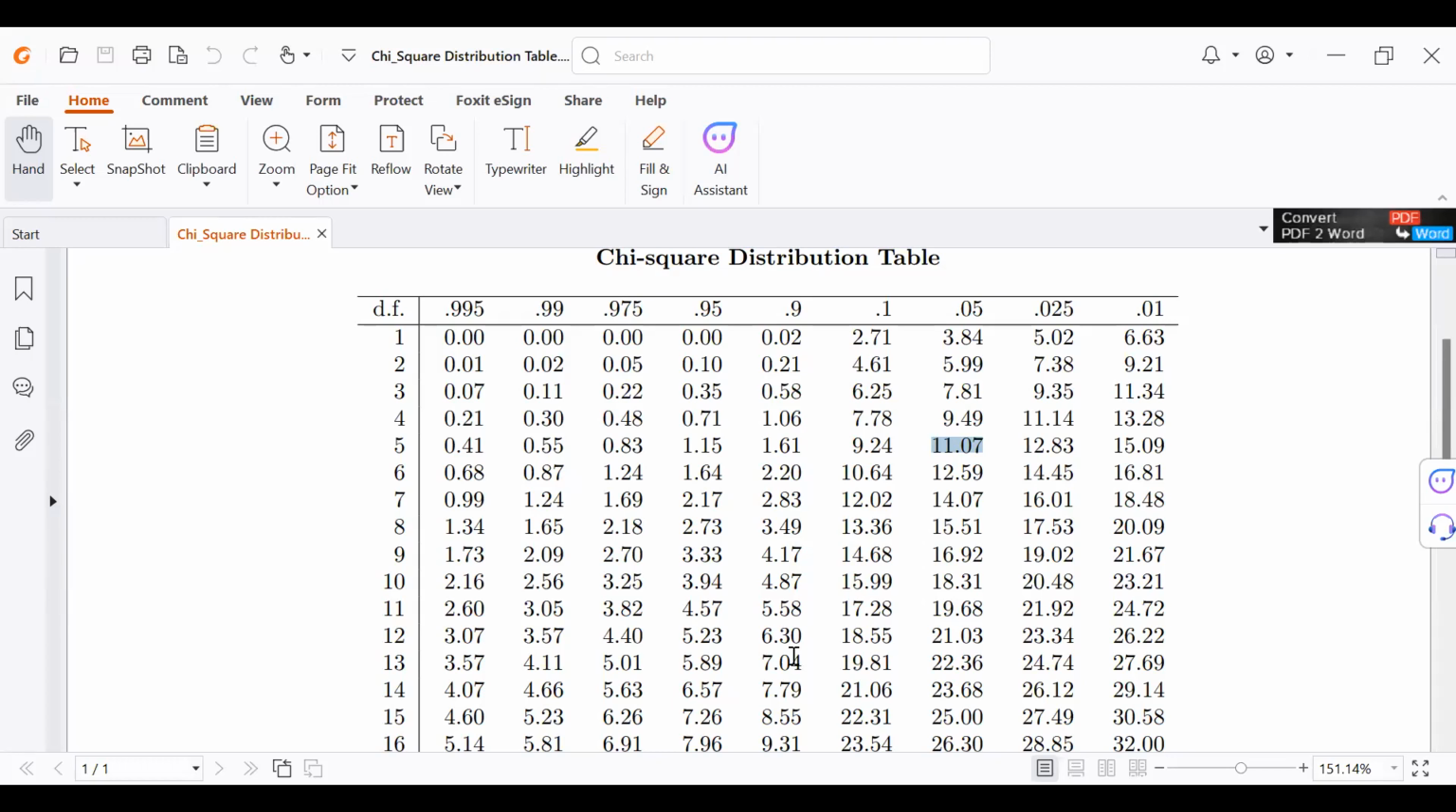Anyone? Okay. Melody, 9.24. Nana, I'm getting 9.24. You are getting 9.24. Okay. All right. Richard, 9.24. Okay. Right. So it's very easy to read it from the table, so 9.24 is correct.